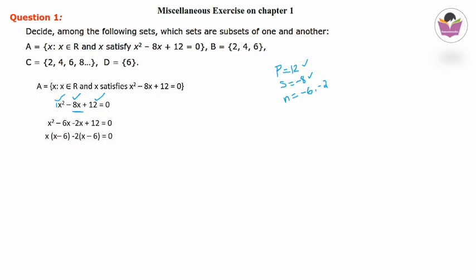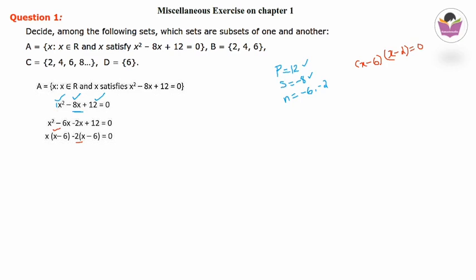A little bit of calculation we have to do here. The first term, x minus 6, we can take out. From the first term, with x minus 6 going out, x is the balance, so we write x here. Then from the second term, with x minus 6 going out, minus 2 is the balance. So this is the factorization, that is equal to 0.